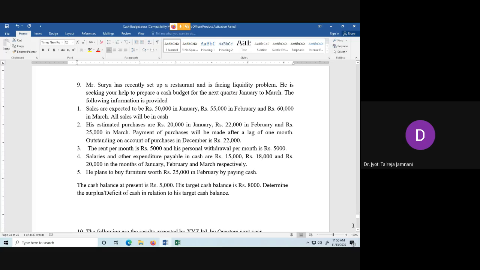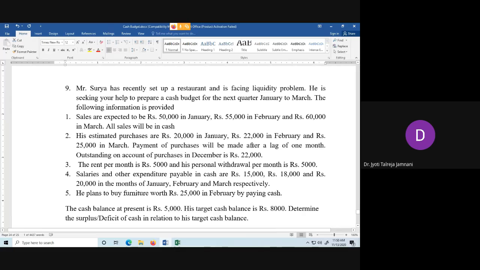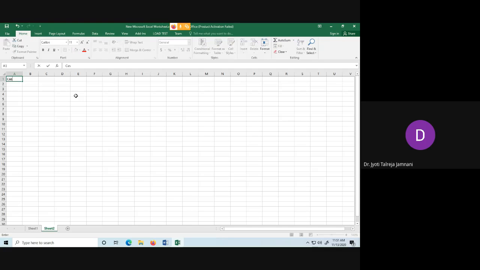Mr. Surya. Okay, Mr. Surya has recently set up a restaurant and is facing liquidity problem. He is seeking your help to prepare a cash budget for the next quarter from Jan to March. The following information is provided. So he wants to prepare a cash budget from Jan to March. So we'll prepare it for Mr. Surya.